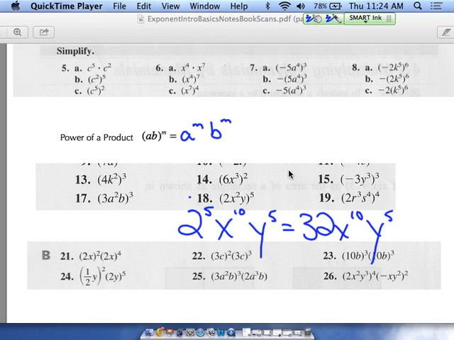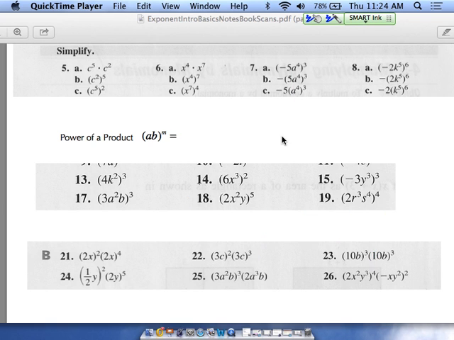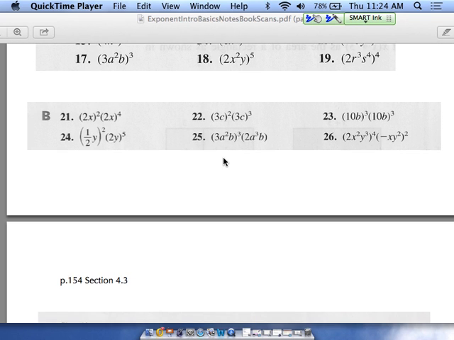Now, as I said, the best way to use the properties is when they're all three used together. So we'll do a few down here and a few from the homework. I'll do the one with fractions, number 24. I have 1/2 squared. 1/2 times itself is 1/4. And y to the first squared is just simply y squared. And then the next term is 2 to the 5th times y to the 5th.